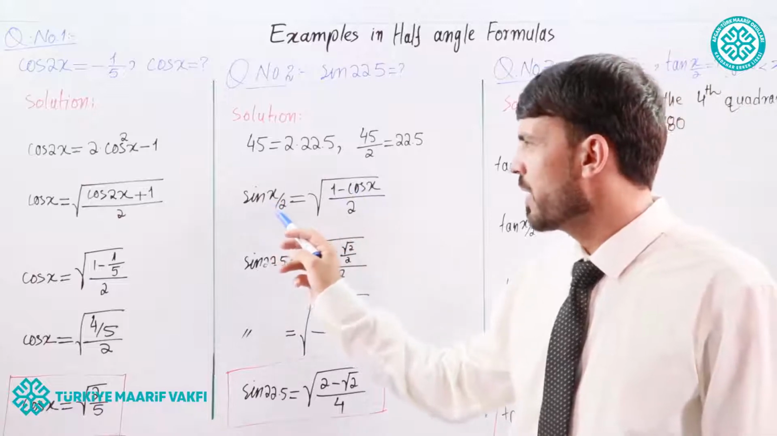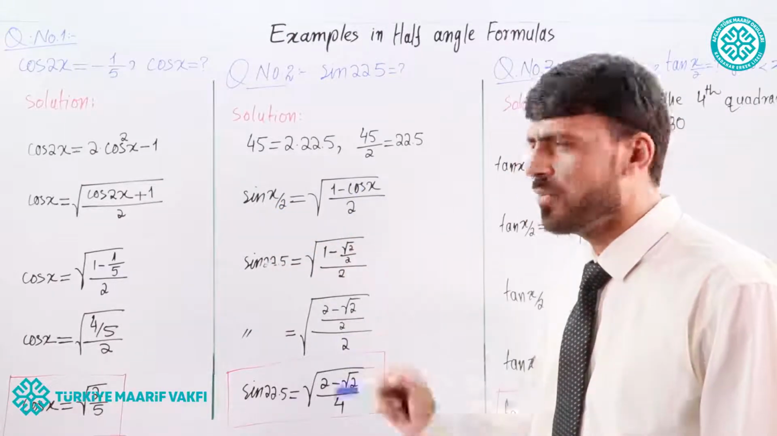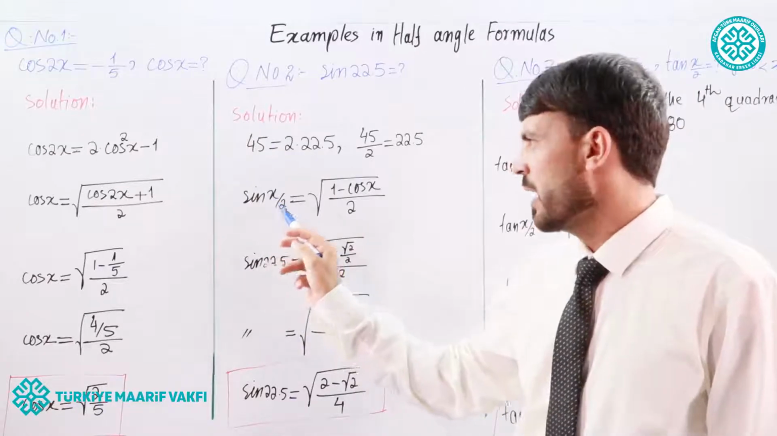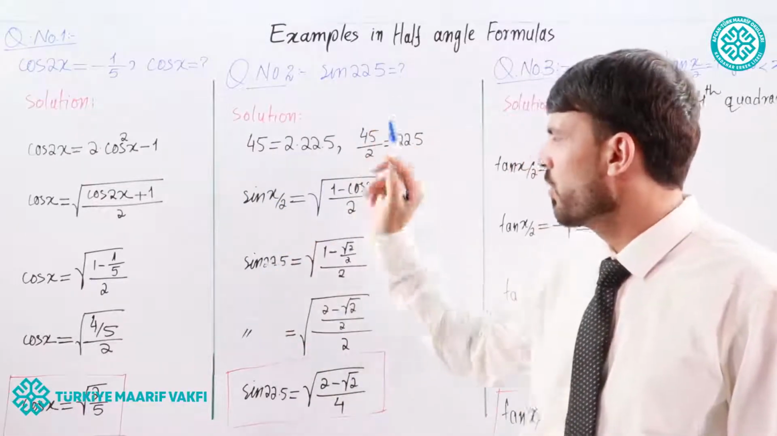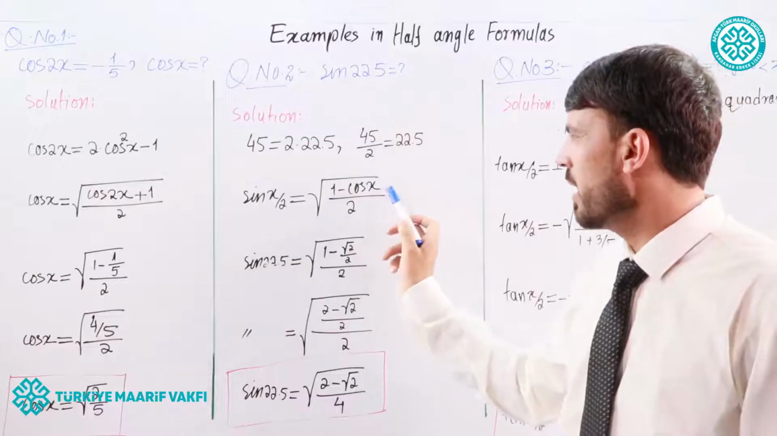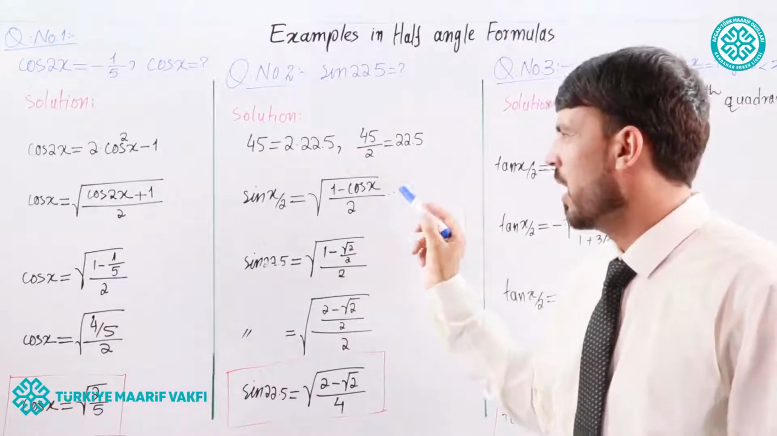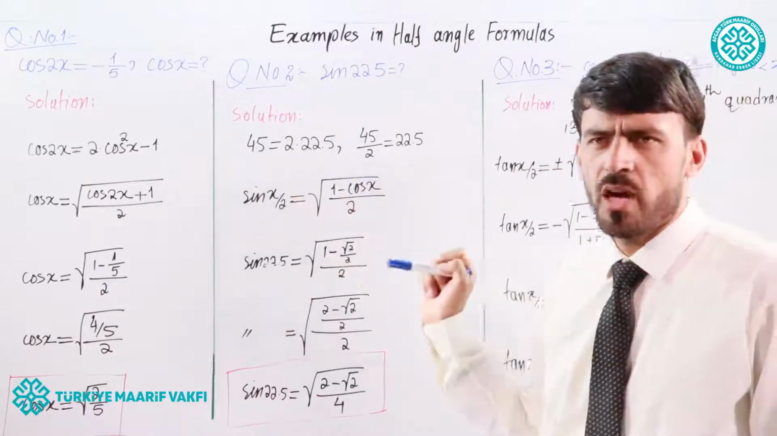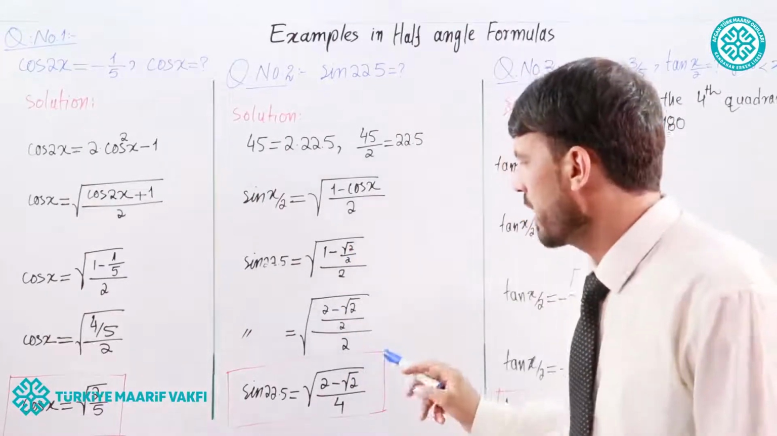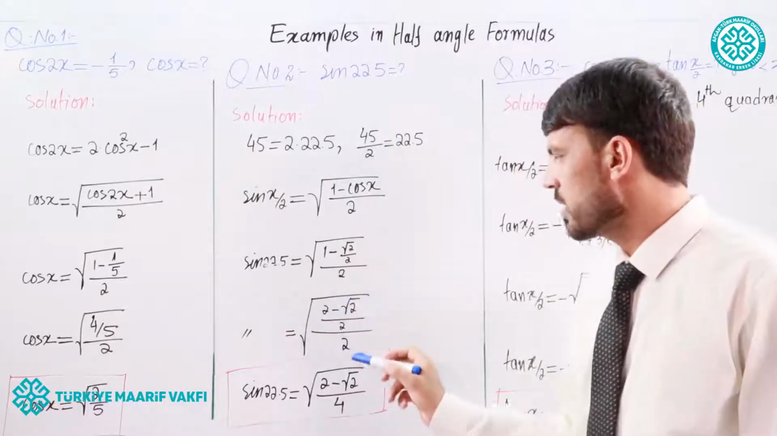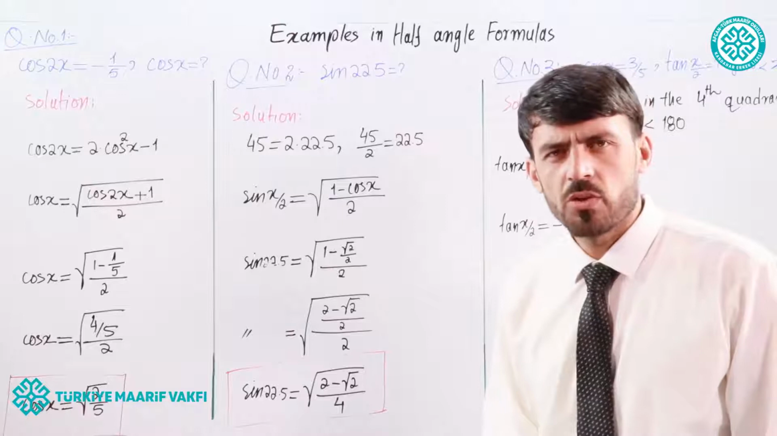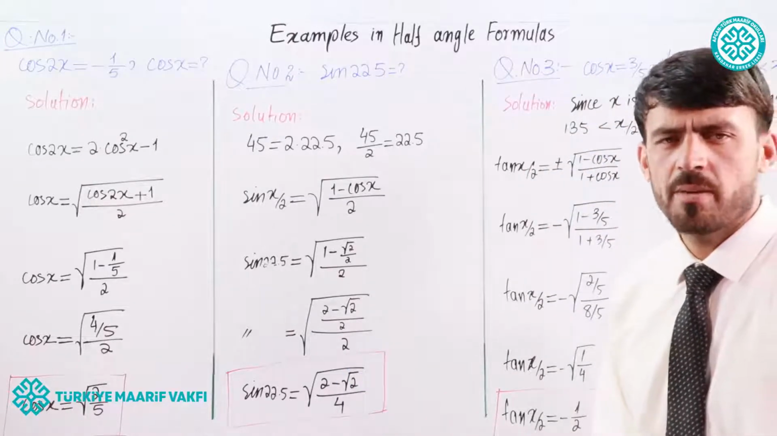So here we have the half angle form, and here we have the double of the half. So for half angle sine x over 2, we can put the value sine 22.5 equal to square root of 1 minus cosine x, where x is the double of the given angle. The double of the given angle is 45, and cosine of 45 is square root 2 over 2. After the simplification, this value will be square root of 2 minus square root 2 over 4. So this is the answer of the second example.